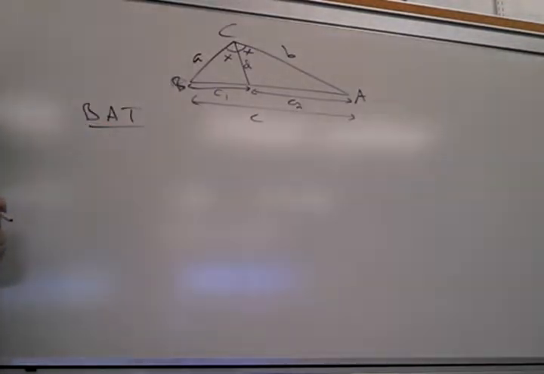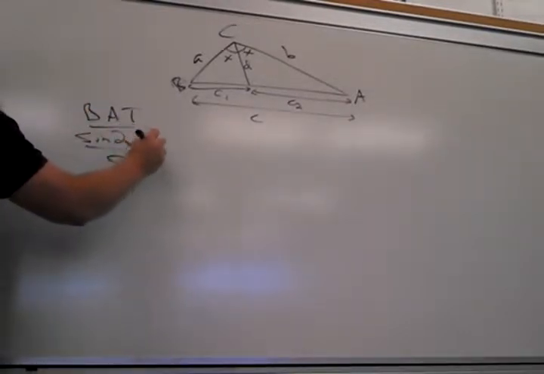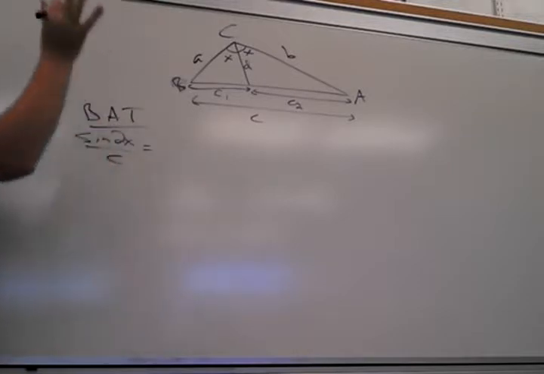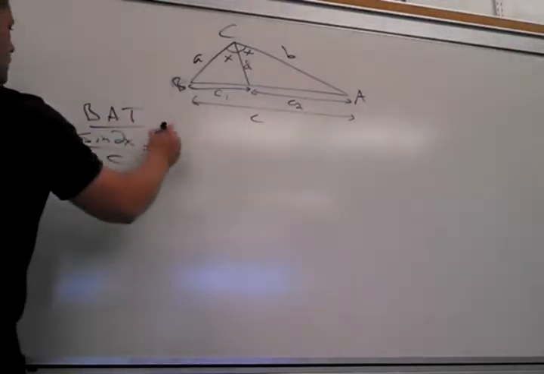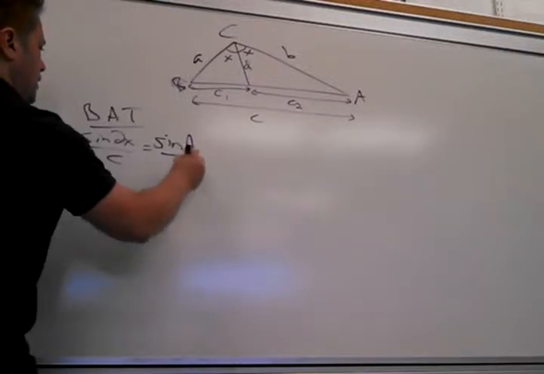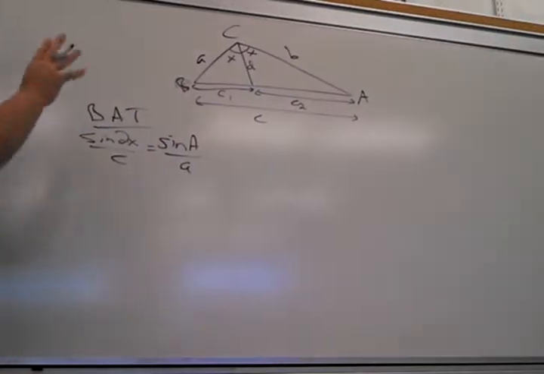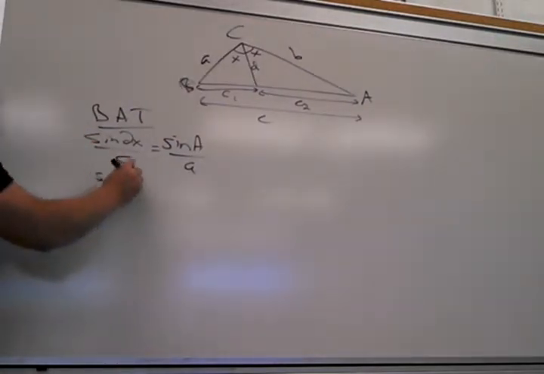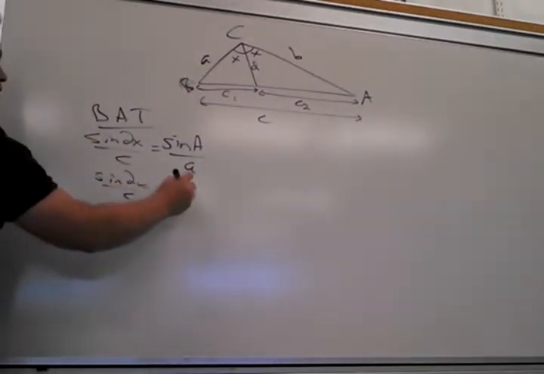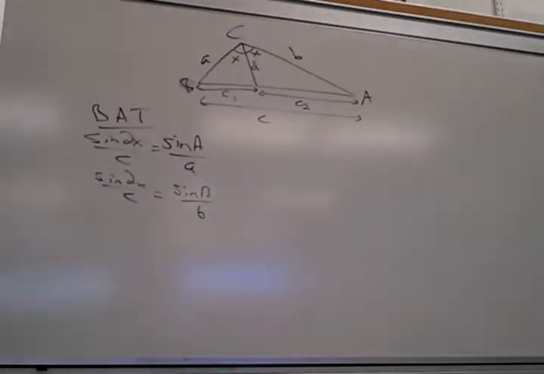So what ratio can I write there for the big triangle? Sine of 2x over C equals what, for example? Sine of A over A. Now instead of making it one big line, let me write it again for space. Sine 2x over C also equals sine B over B. Is that cool so far? And again, you're just collecting stuff that you can see from the picture.